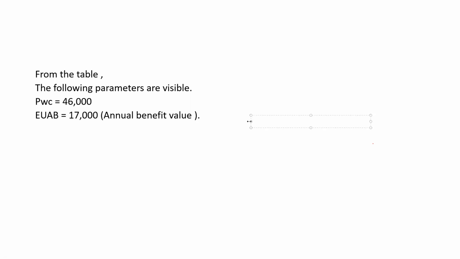So converting from annual to present, PV equals A times, open bracket, 1 plus i, close the bracket, to the power n, minus 1, close the bracket, then divided by, open another bracket, i, another bracket, 1 plus i.